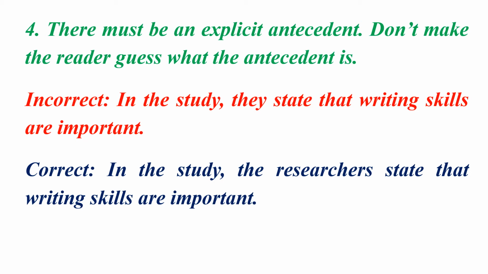In this sentence, we can understand who they are. They are the researchers. And you can't use they instead of using the specific noun. Here, only after using the researchers, you can use they. So, there must be a definite noun in order to make your sentence meaningful.